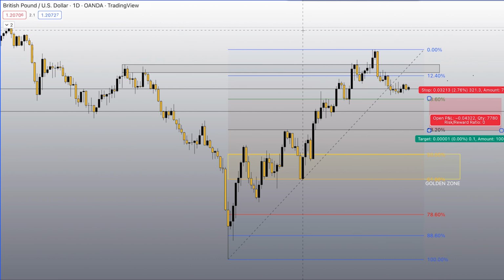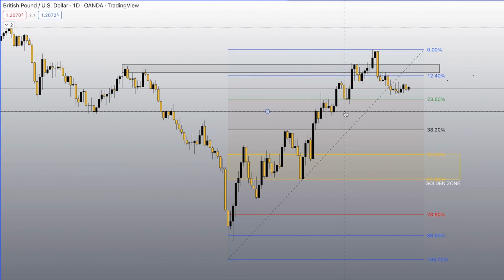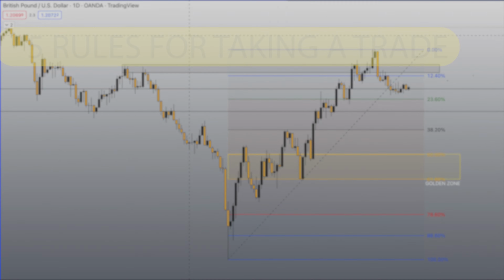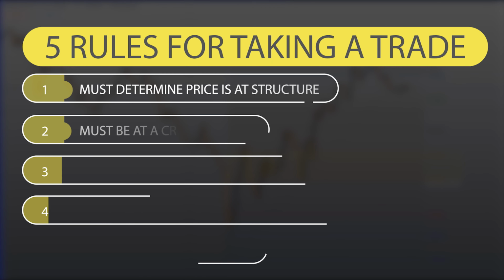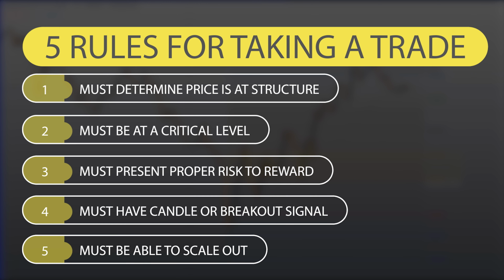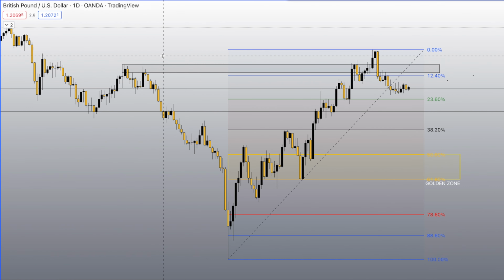So that's my 5 rules. Before I even get to a place where I'm going to enter a trade, I have to make sure that those 5 rules are met. Number 1, I must determine that my price is at structure. Number 2, it has to be at a critical level. Number 3, it has to present proper risk to reward. Number 4, I have to have a candle or a breakout signal. Number 5, I have to have opportunity for scaling out. So that's my R, R-E-S-T. My R are my rules.